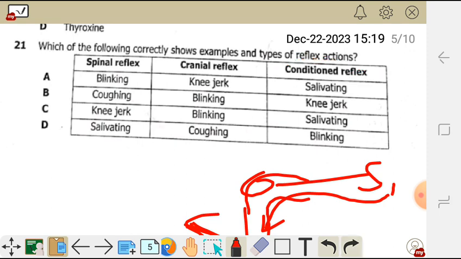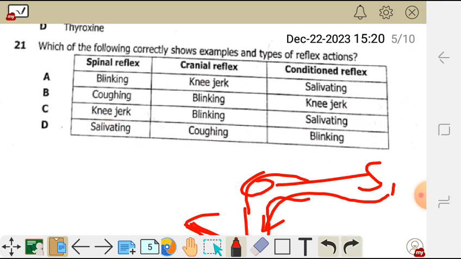Conditioned reflex is a reflex which is learned over time. After some time, that reflex is conditioned. It is not natural, but it is conditioned. For example, if you see food, then you start salivating. That is conditioned. It is not a natural thing. Or maybe someone is just telling you a story about a very nice meal, then you start salivating. That is conditioned. So the correct answer here is C, where we have knee jerk, blinking in the cranial, and then conditioned we have salivating.